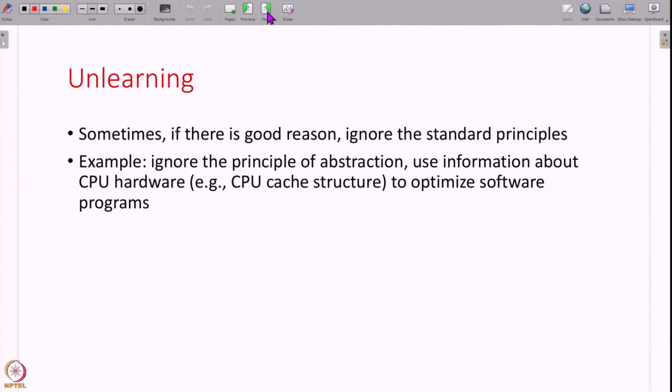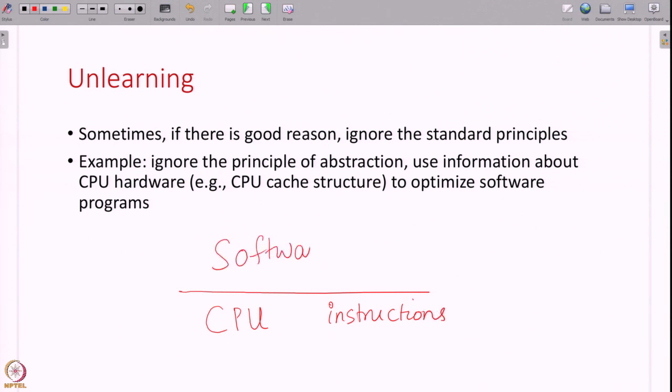For example, at the beginning of this lecture, I told you the principle of abstraction. There is a CPU hardware, this CPU executes instructions, and software is simply written as a sequence of instructions. You do not bother how the CPU works, how it is implemented, how it executes the instructions. You just write a sequence of instructions and give it to the CPU. And there is an abstraction here, an instruction set architecture, a set of instructions defined by the CPU. You only need to know that, you do not need to know the internal structure of a CPU. That is what we studied in abstraction.